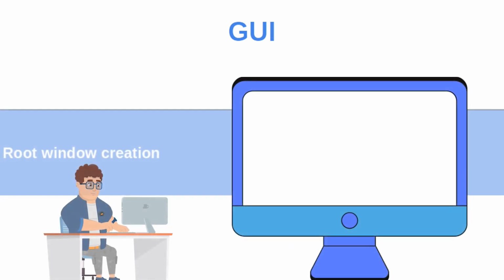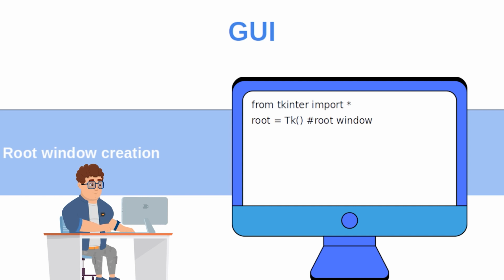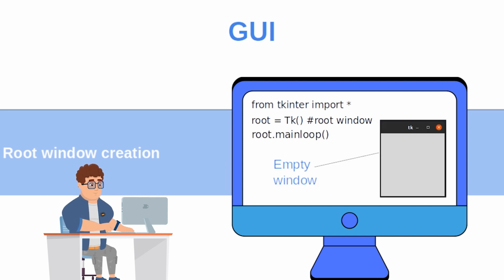To create a root window in Python Tkinter, first, we need to import the Tkinter library. Second, we need to create the root window. Finally, run the main loop. This will create an empty root window.